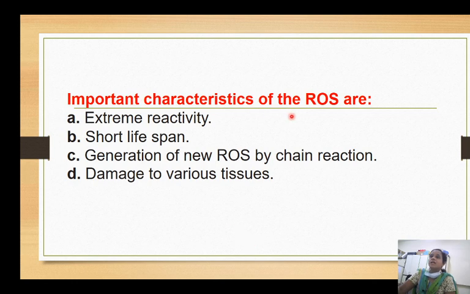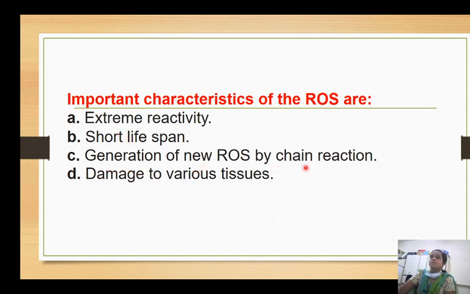Now, what are the important characteristics of these reactive oxygen species and reactive nitrogen species? These are extremely reactive. The reactivity is very fast and they are extremely reactive once they are formed. They react with the surrounding medium, whatever disturbance they want to cause, they cause it immediately. Next, they have a very short lifespan. The half-life is very less. Immediately they will cause reactivity and immediately they will perish.